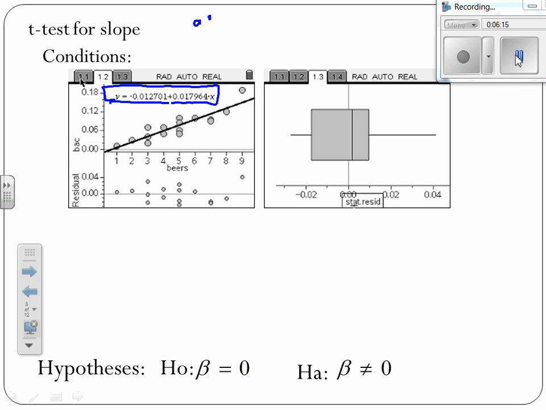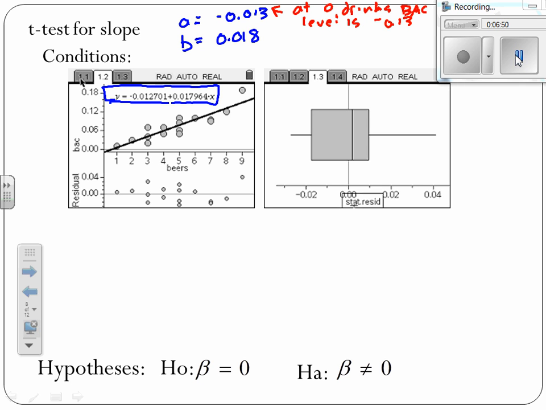So again, the a is negative, well, this thing's going to write for me. My y-intercept is negative 0.013, and my slope is 0.018. So in this particular case, that y-intercept is basically saying at 0 drinks, your blood alcohol level is negative, which has no real meaning in this context.